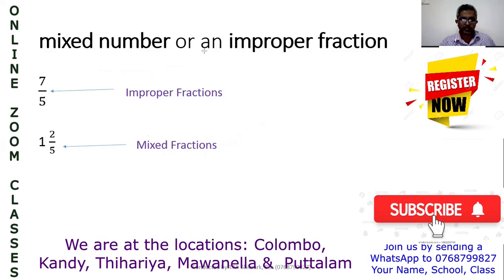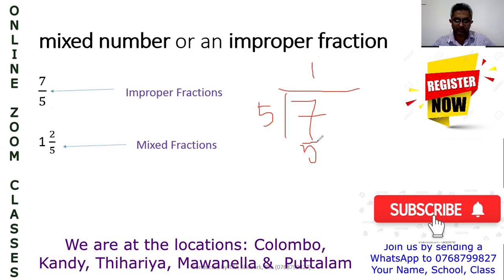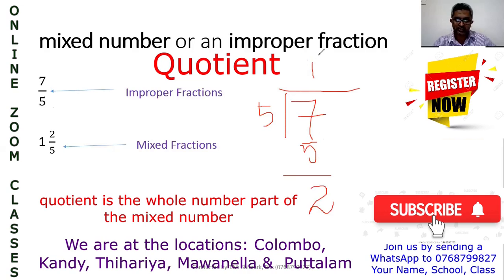This is the improper fraction, right? To change an improper fraction into a mixed fraction, you divide. Now 7 divided by 5, right? 7 is up, that has to be divided by 5. One time. So 5 into 1 is 5, right? 2 is the remainder. So the quotient is this one, right?